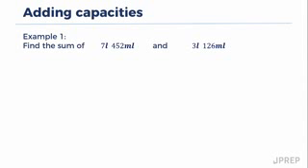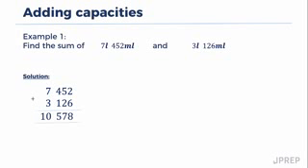Let's look at how we can add capacities. We have been asked to find the sum of 7 liters, 452 milliliters being added to 3 liters, 126 milliliters. We can rewrite this by aligning them vertically and bringing the plus sign before we do our computation. When we work this out, we will have 10,578. That means we have 10 liters and then we have 578 milliliters.